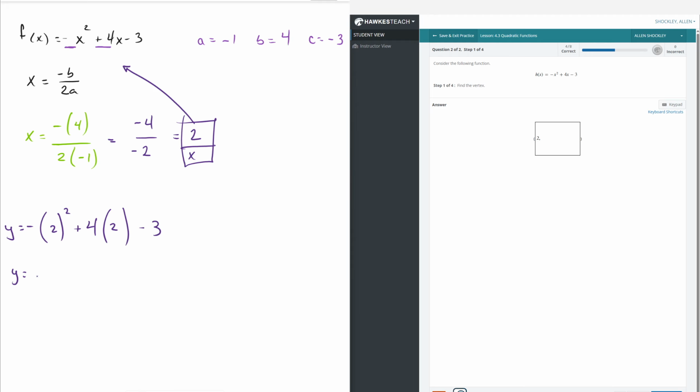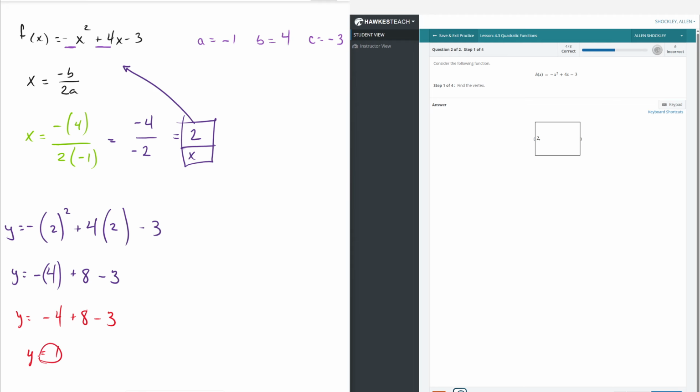2 squared is 4, plus 2 times 4 is 8, minus 3. Negative 4 plus 8 minus 3. Negative 4 minus 3 is negative 7, plus 8 would get us 1. Or negative 4 plus 8 is 4, and 4 minus 3 is 1.